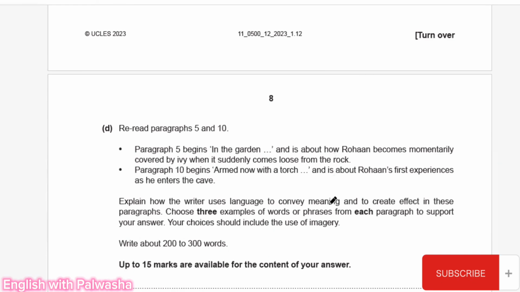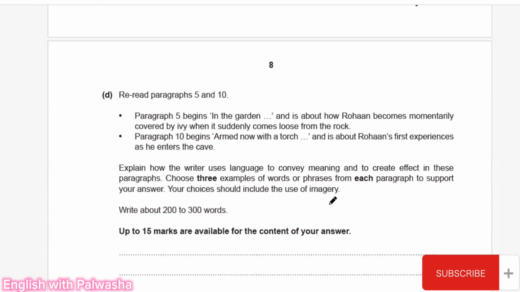Okay, fine. And then moving on to the D part, we have to reread paragraphs 5 and 10, and we are going to choose three examples of words or phrases from each paragraph, the one which we have done previously, and then we are going to explain it. Here they have also picked up these examples from paragraph 5. The examiner picked up this example. We're going to explain that. Paragraph 10, this one example he quoted, we're going to explain that. And the third one, we're going to quote, and then write that and explain it in our own words.